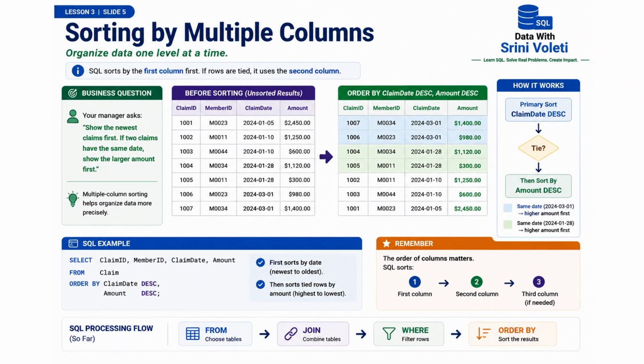Remember this simple rule. SQL sorts by the first column first. If rows are tied, it uses the second column. If they are still tied, it moves on to the third, and so on and so forth.